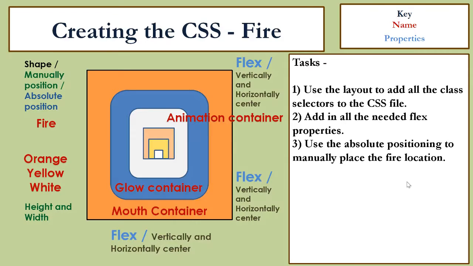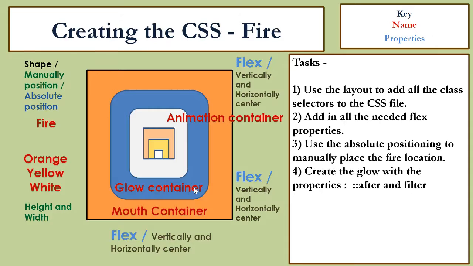Task 3 is then use the absolute positioning to manually place the fire location. So here we're not going to be using flex, we're going to be using the absolute positioning because we don't want the other boxes that we're adding into it to affect each other. So we can use absolute positioning to make sure that the other boxes that we're putting inside our container don't influence each other.